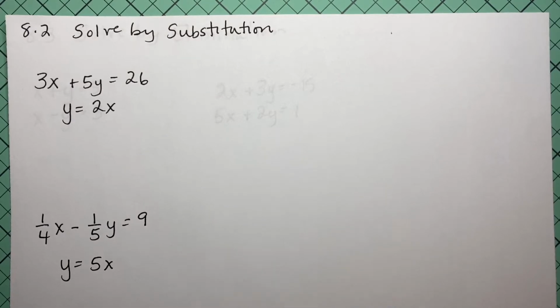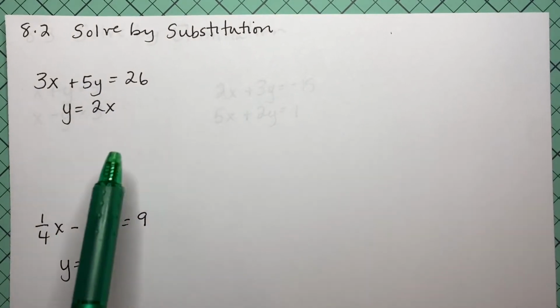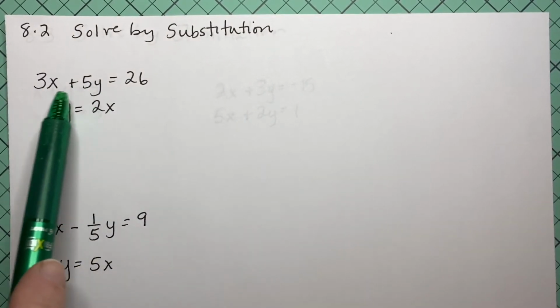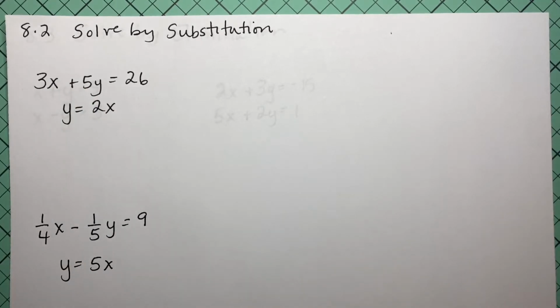Today we're going to be looking at solving by substitution. And so we're looking at two equations, two unknowns. You see we have two different equations and each one of them has two different variables, or two things that you don't know. There are three ways that we can solve these.